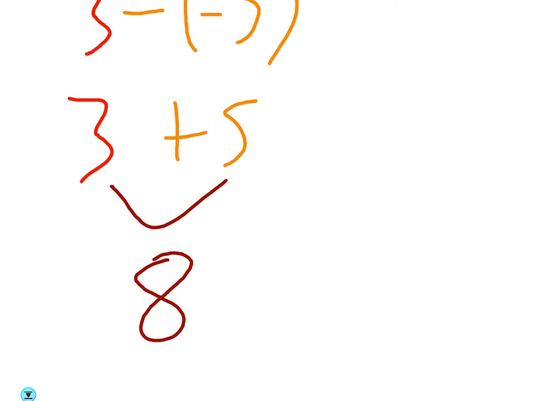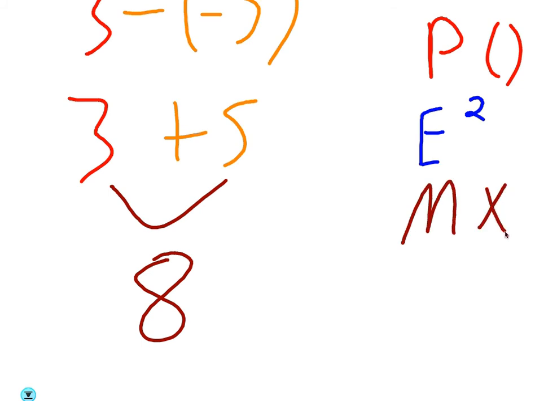In case you guys forgot, here's your order of operations. P stands for parentheses. E stands for exponent. I'll just put an exponent up there, could be 3 or 4 or whatever. M stands for multiply. D stands for divide. A stands for add. So make sure you do it in that order, which is what we're doing. We multiplied first before we added. Don't forget to do that.